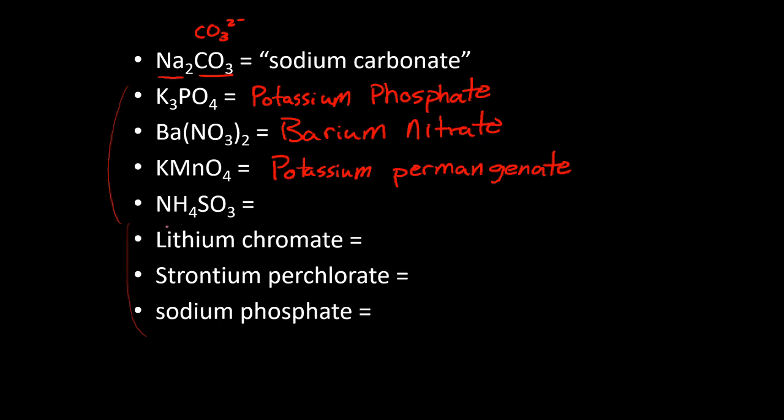But if you remember from, I believe, the last video, we talked about, very briefly, how there was one exception to metals always being the cation, and that was when you had ammonium, NH4+. So this is the only time where we'll have a cation that is not a metal, if we have ammonium. So we're just going to have ammonium sulfite. That's what that is.